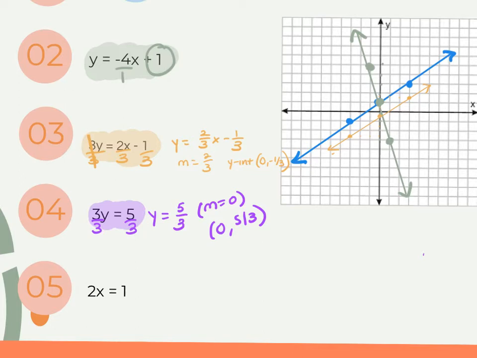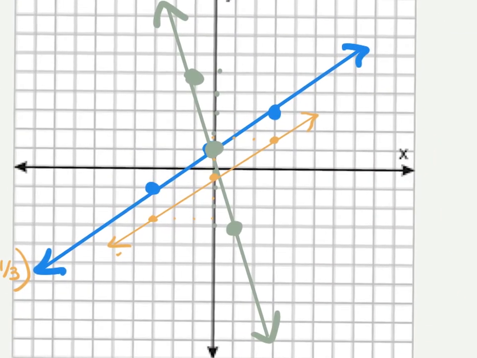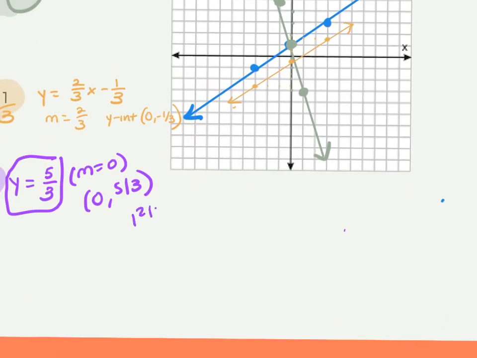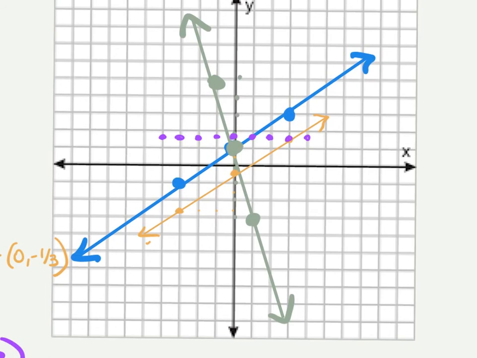The other way to do it is, think about it. If y is always 5/3, then if I went to my graph, I would find 5/3, which is the same thing as 1 2/3. I would go to 1 2/3, and my y is always 1 2/3. So that's the other way I can remind myself that this is a horizontal line. So the y is unchanging if it's a y equals. The y is always the value that they give you, which means it is a horizontal line.